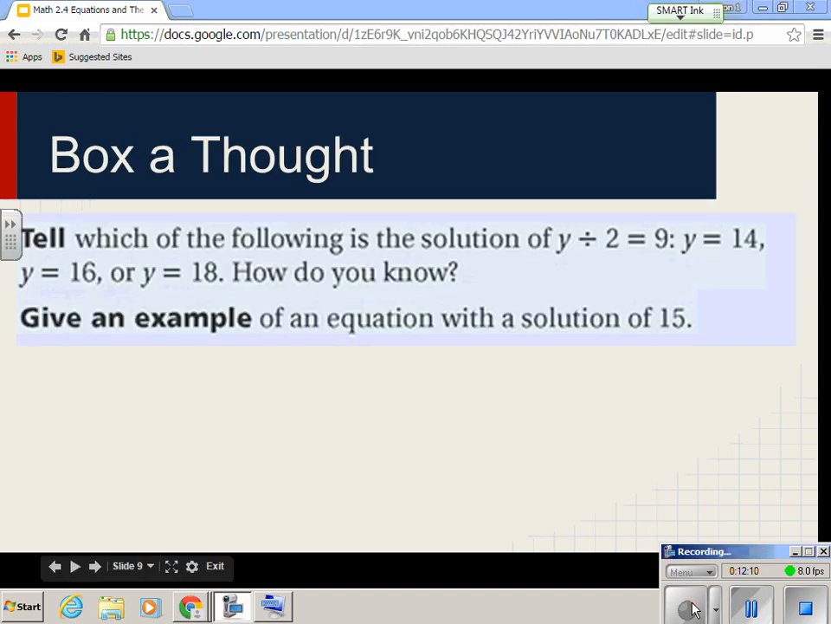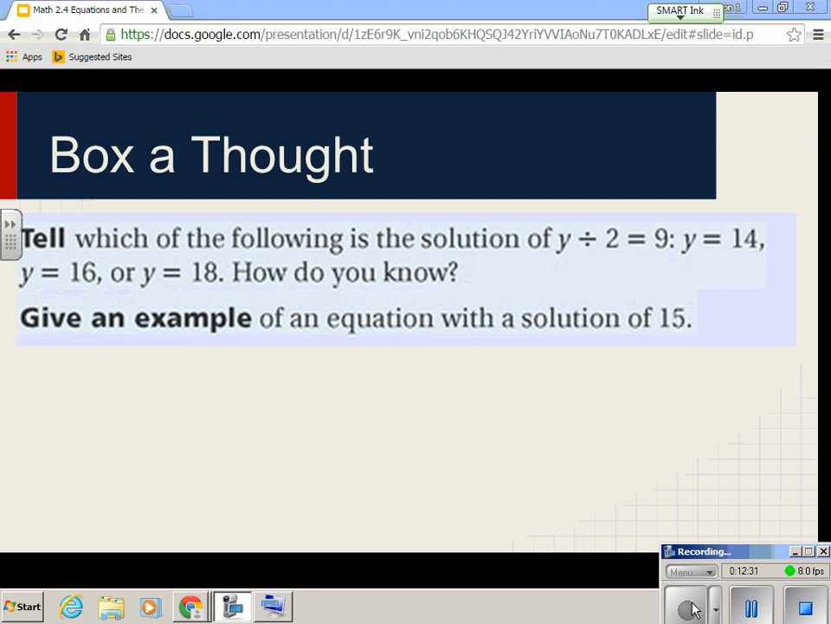So we're almost done here. It's time for you to do your box of thought in your notebook. So here's the first question. Tell which of the following is a solution of y divided by 2 equals 9. Is it y equals 14, y equals 16, or y equals 18? Try them all, see which one works, and tell me how you know it works.